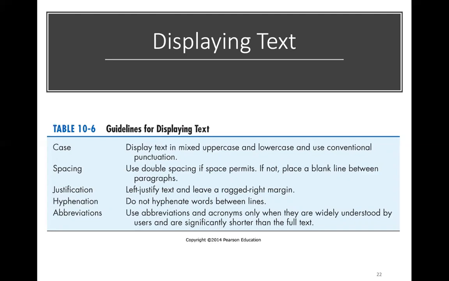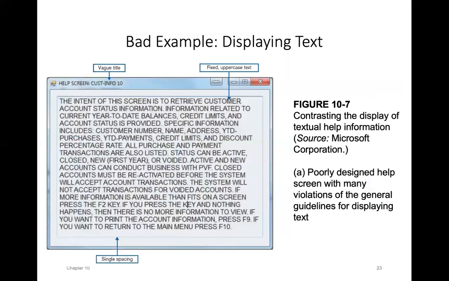Let's look at a bad example of displaying text. All right, yeah, that's not a very good screen, right? There's lots of violations of what we should be doing. The vague title, it's all one text in fixed uppercase, there's single spacing, there's no blanks, yada, yada, yada. If I got that, I would get as far as about the intent of this screen is to retrieve custom, and then I'll give up, okay?